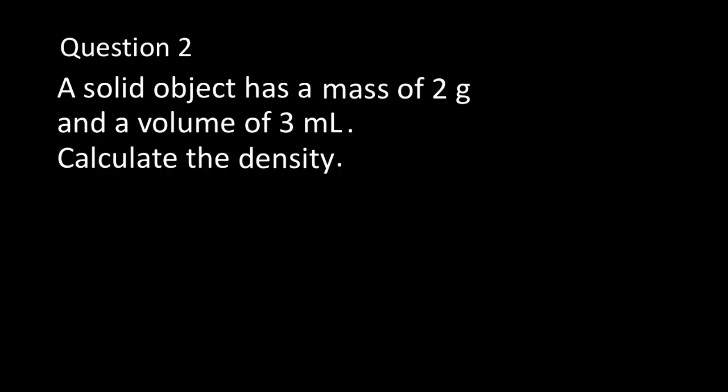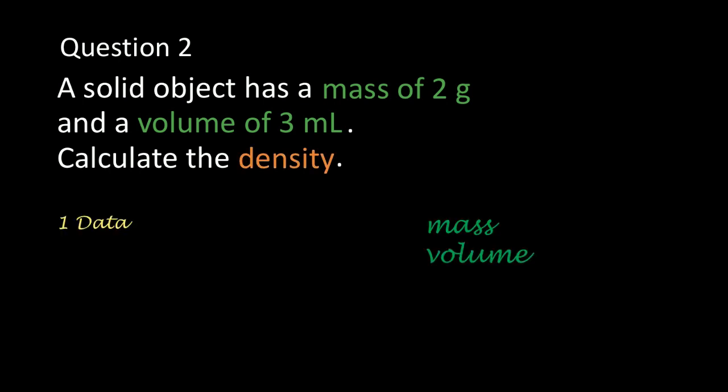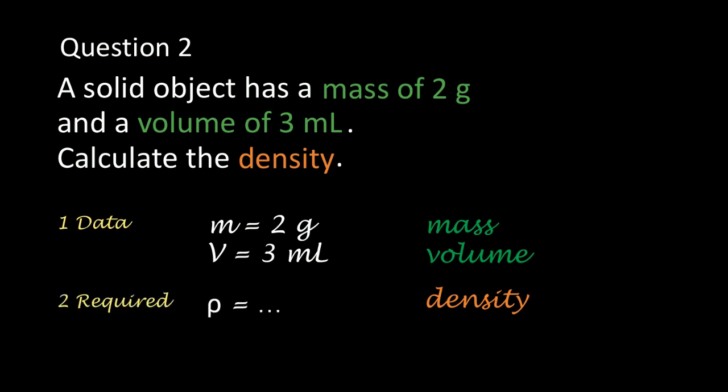Now let's do another one. Same question, different numbers. A solid object has a mass of 2 grams and a volume of 3 milliliters. Calculate the density. So again, the data. And what do they want us to do? They want us to find the density. So mass and volume, the data. m is 2 grams and the volume is 3 milliliters. Required is the density, or rho equals.